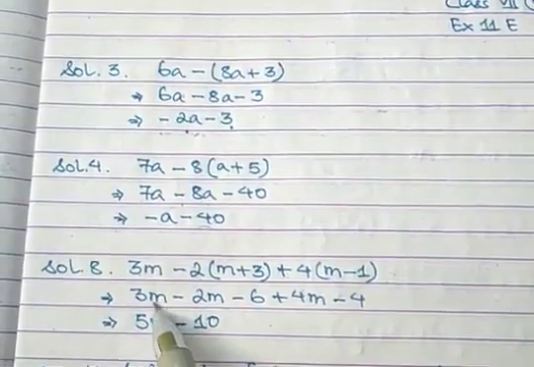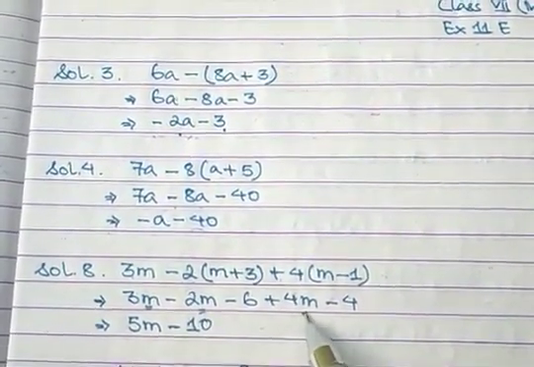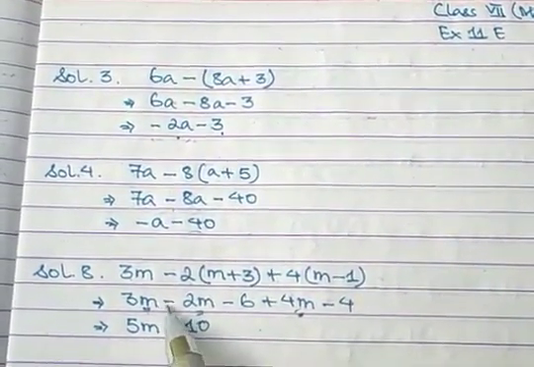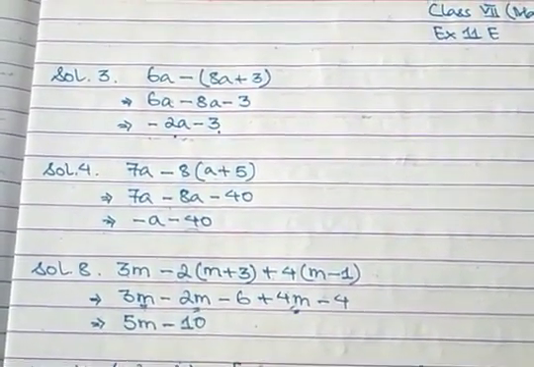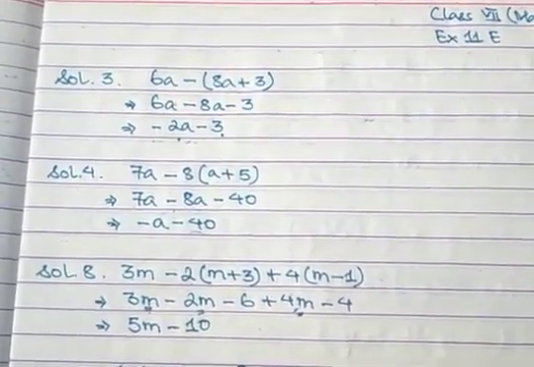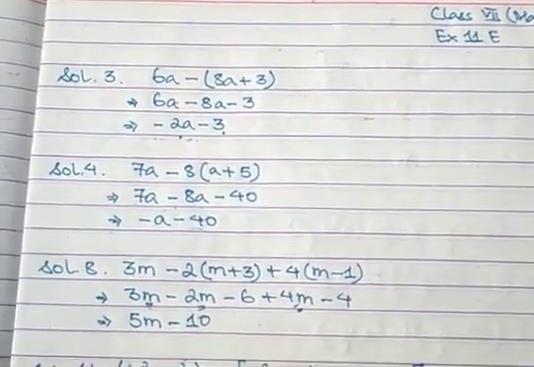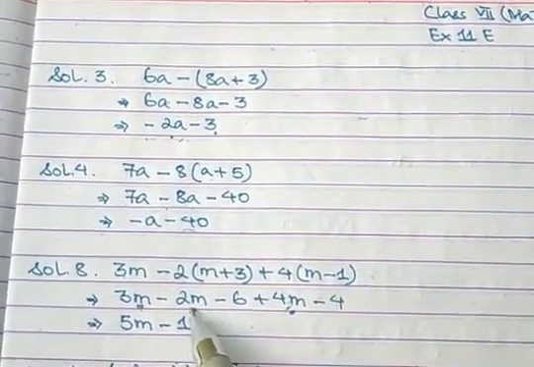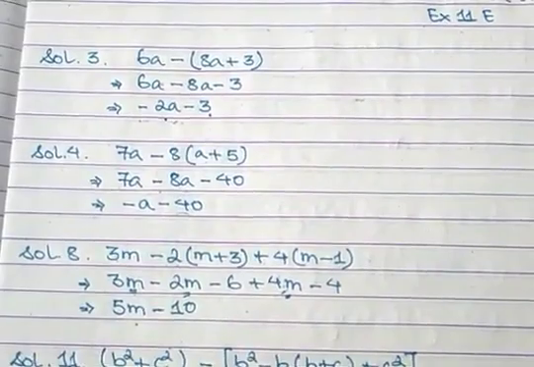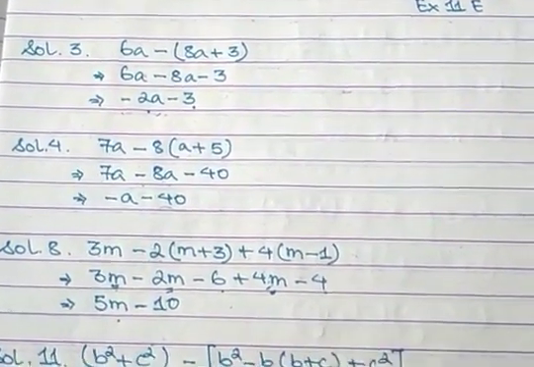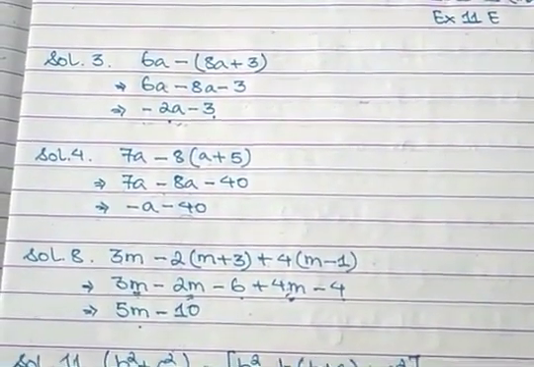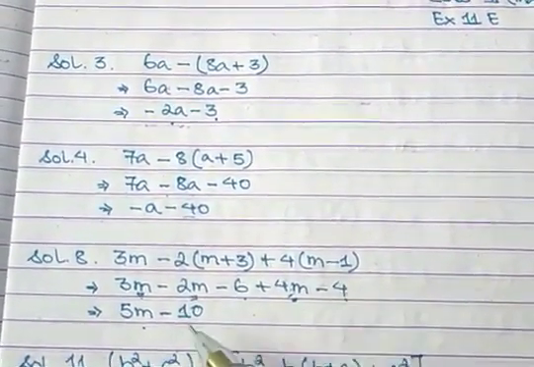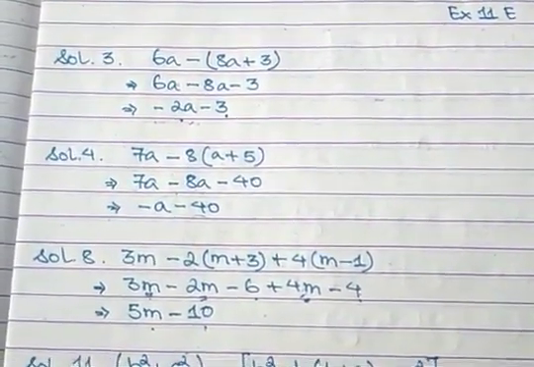From here, what do I see? I got like terms. See, 3m, 2m and 4m are like terms. Like terms with same signs are added, and addition comes first in BODMAS also, isn't it? So 3 plus 4, it's 7. Now 7 minus 2, it's 5, isn't it? So 5m. Now minus 6 and minus 4, like terms again, with same signs. So same signs are added and the sign remains the same. So minus 6 and minus 4 give you minus 10. So we are done here.